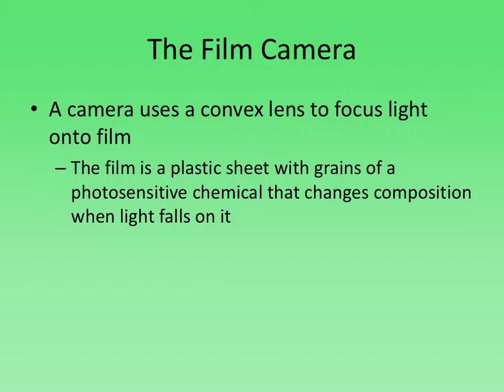A film camera uses a convex lens to focus light. The chemicals in the film react to the light depending on the wavelength of the light. The photosensitive chemicals change with that electromagnetic radiation, and then you can develop it so that you get your pictures.